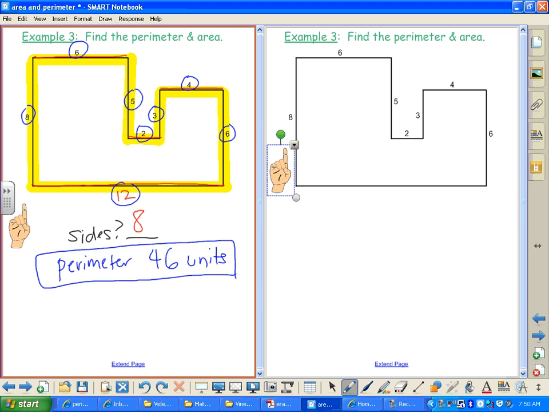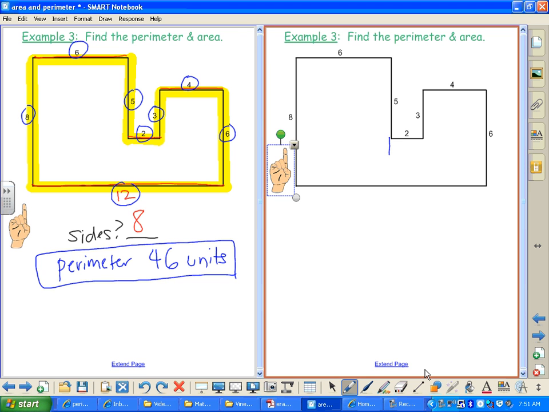Moving on to the area. What do I do with the area? You need to break this apart into its geometric shapes. I guess what I could do is I could bring this down. Actually, that looks a little off here.